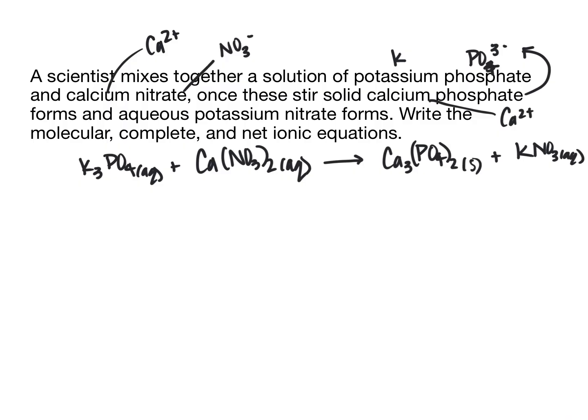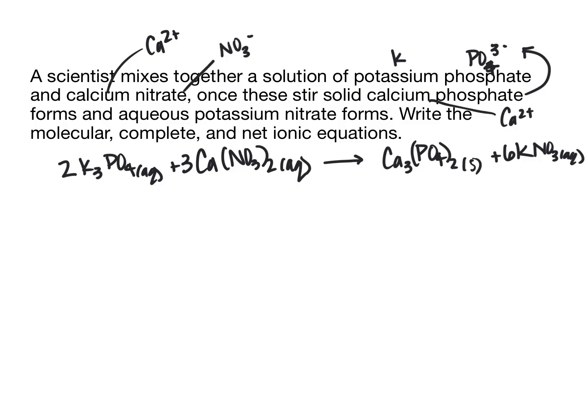So before we move on, we need to make sure that our equation is balanced. So I'm going to start with my calcium phosphate and place a 3 here, which balances my calciums, and a 2 in front of the potassium phosphate. And now we have 6 each of the potassium nitrates.